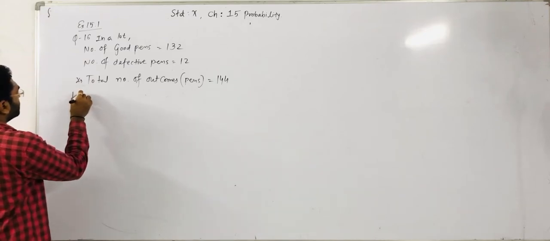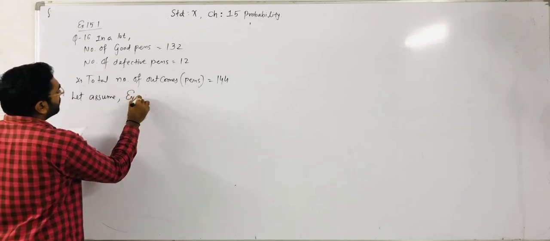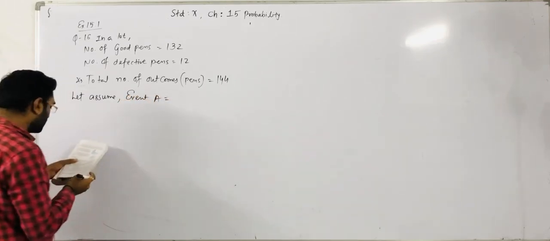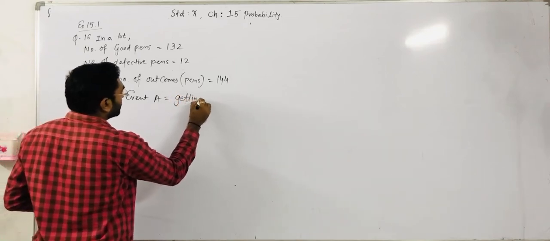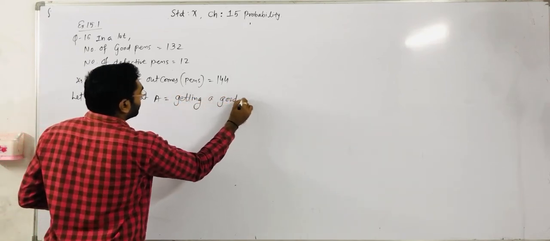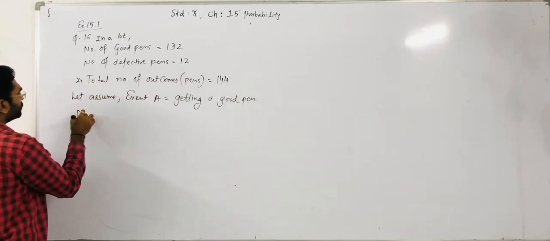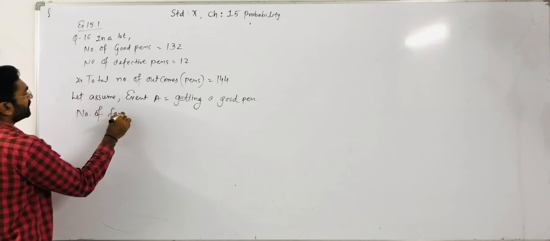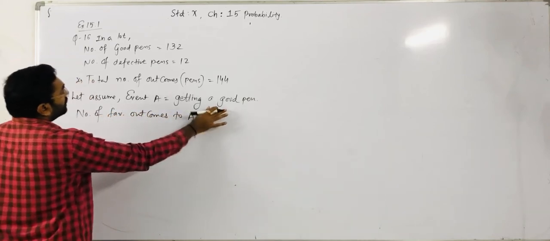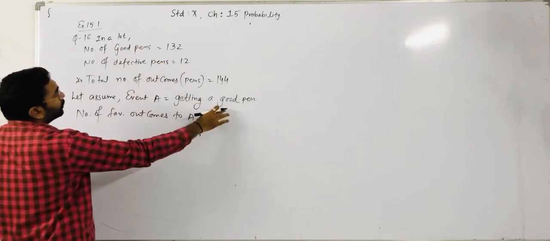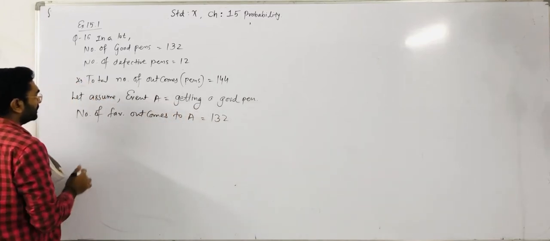Now whatever the question, for that we have to assume an event. Our question is to find the probability that the pen taken out is a good one. So getting a good pen from the lot. So for good pens, we have to write the favorable outcomes: the number of favorable outcomes to event A. Now in the lot, how many good pens are there? 132. So the favorable outcome we get is 132.